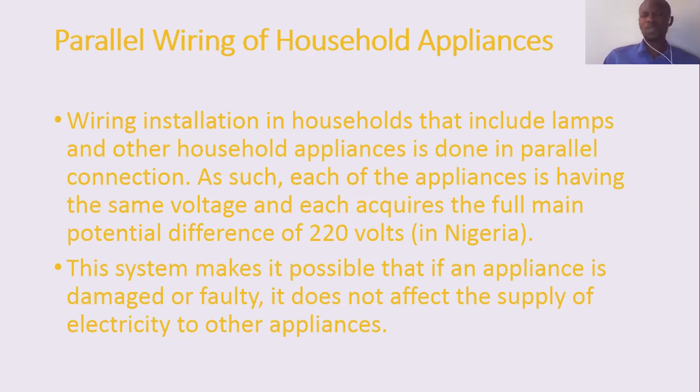This makes it possible that if one of the appliances is damaged or faulty, it does not affect the supply of electricity to the other appliances, because the 3 of them are connected independently. They are not depending on each other. That is the parallel connection.